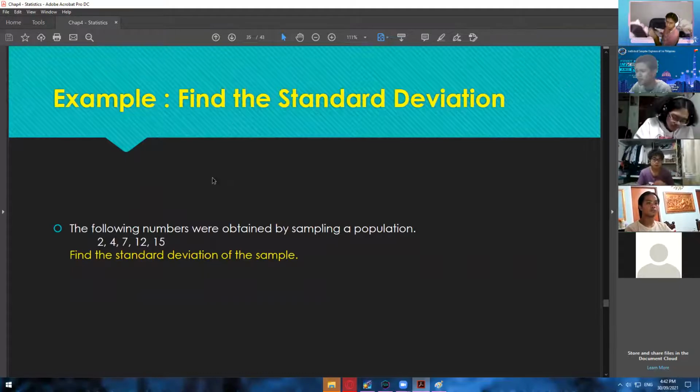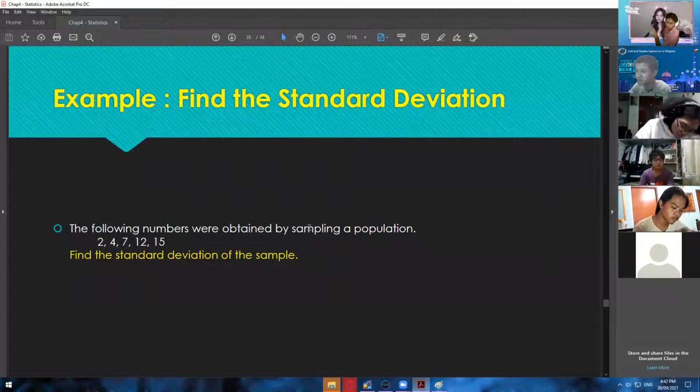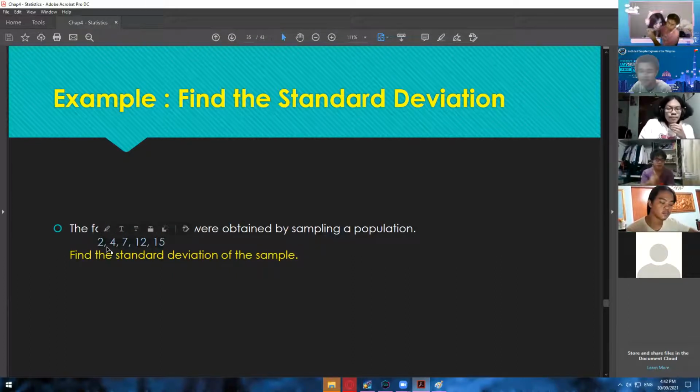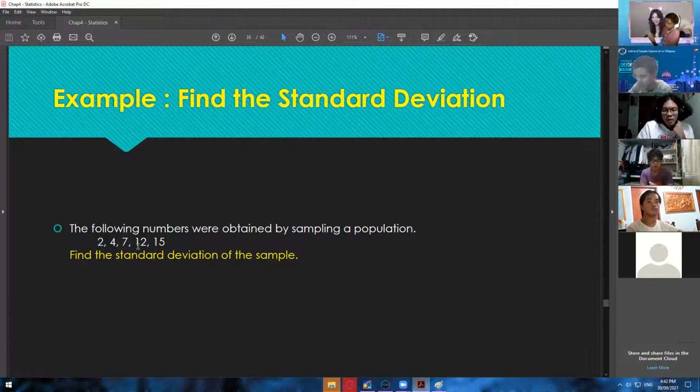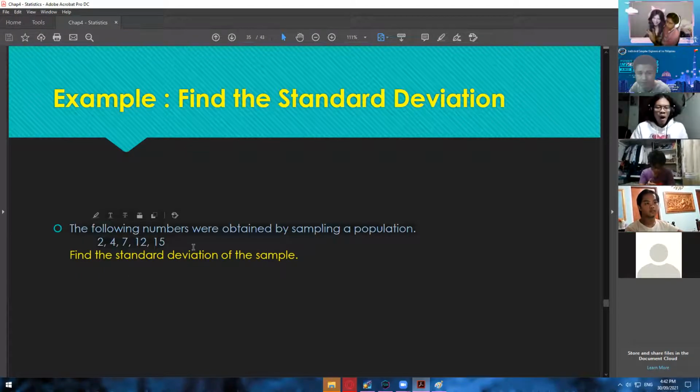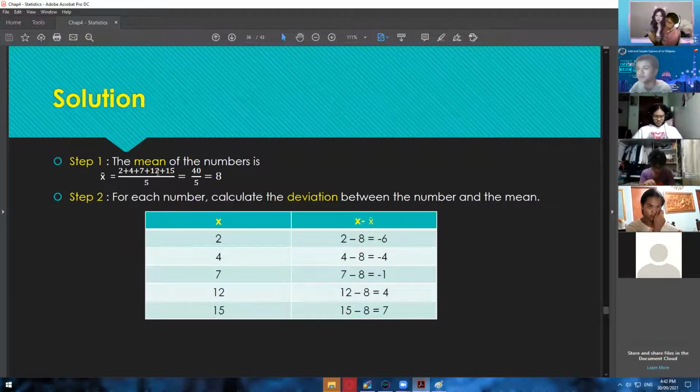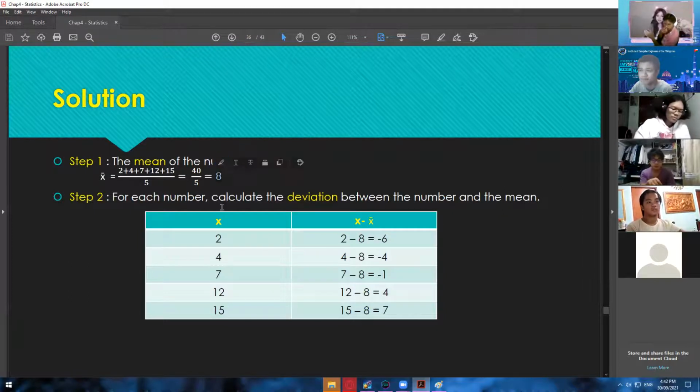Find the standard deviation of this sample. The following numbers were obtained by sampling a population. So this one is obviously a sample because these were obtained by sampling a certain population. And these are the numbers that he or she has chosen: 2, 4, 7, 12, and 15. So find the standard deviation of the sample. Step number 1, find the mean. All you need to do is add everything and then divide by the count of data that we have. So 40 divided by 5 is equal to 8.